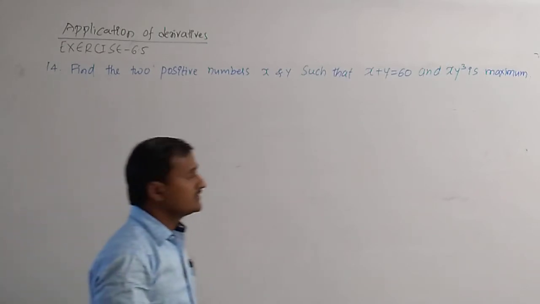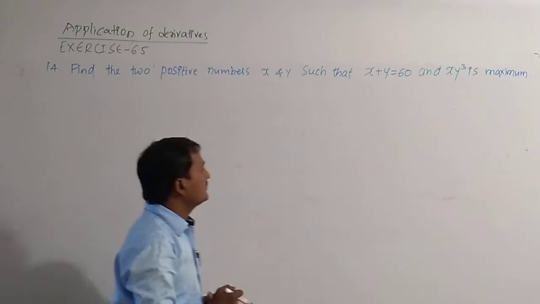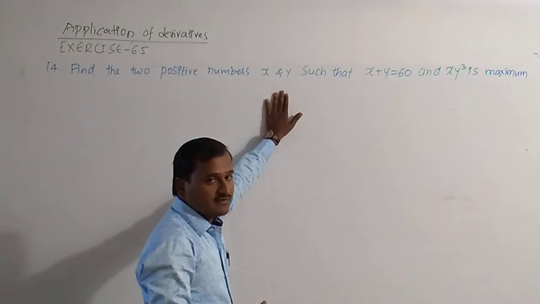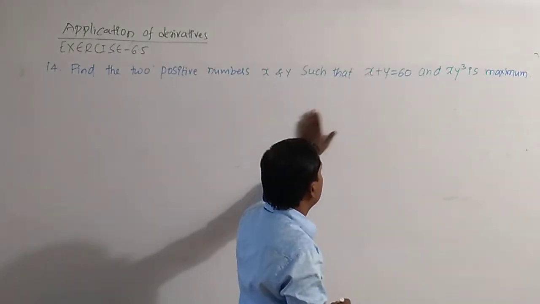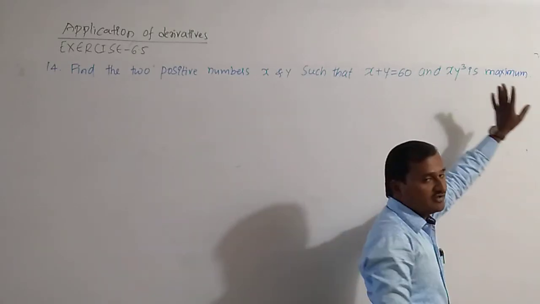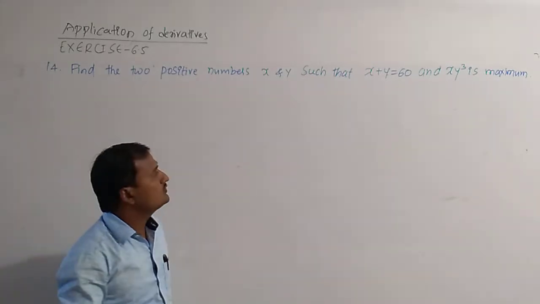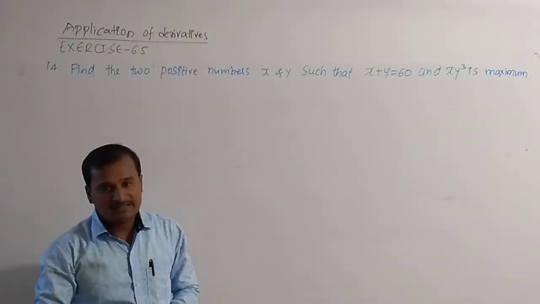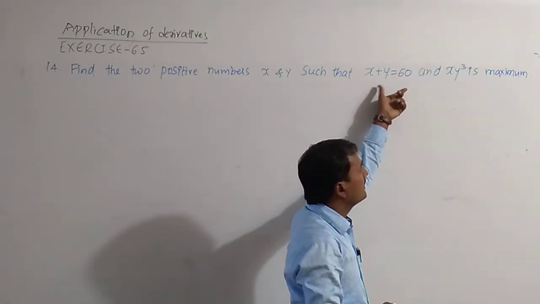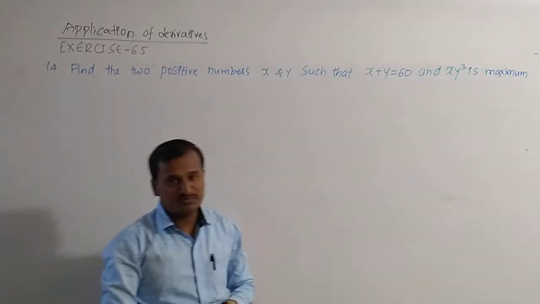Right. The next question is question number 14. Find the two positive numbers x and y such that x plus y is equal to 16 and x into y cube is a maximum. So here also we have to find the two positive numbers, x and y. Again here, what is given? They have given the sum, and x into y cube means they have given the product of those two numbers.